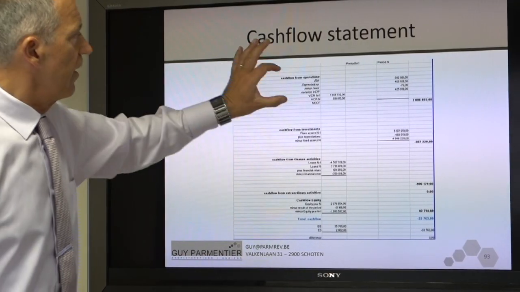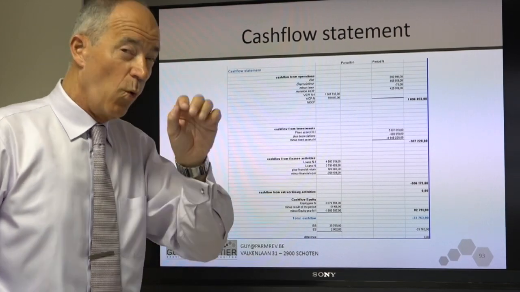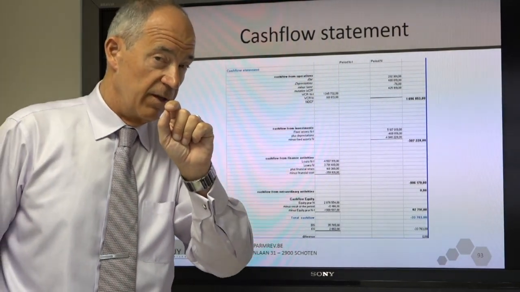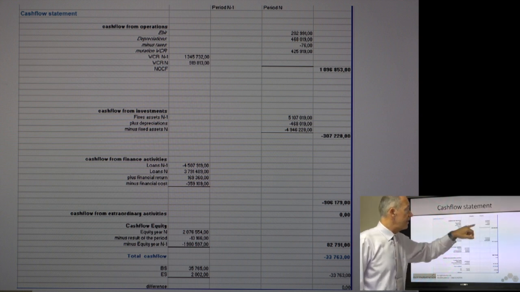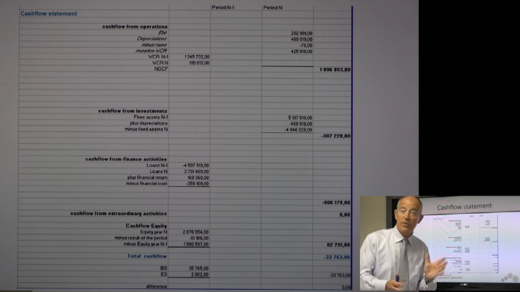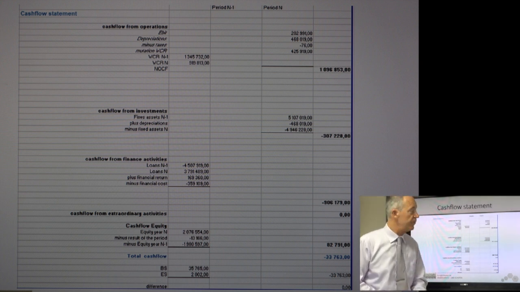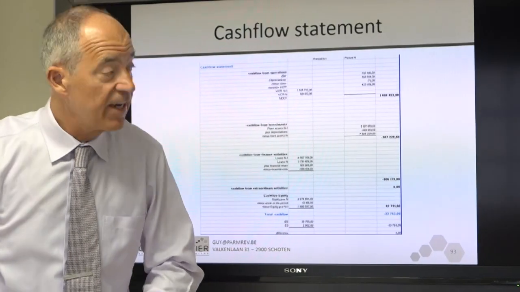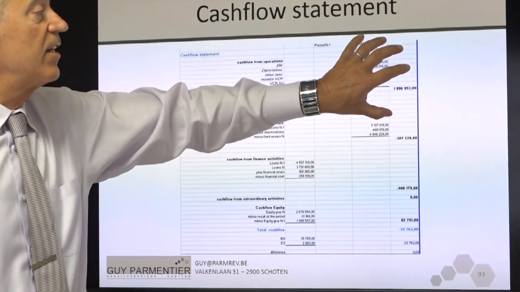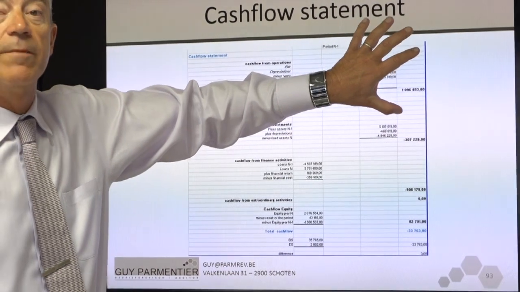How do you do that? You have your EBIT, but you want to know the cash flow. So you add the depreciations, you deduct the taxes, and you add the mutation of the working capital requirement, or deduct the mutation of the working capital requirement. This block is called the net operating cash flow, and it is in fact taking the place of your equity.